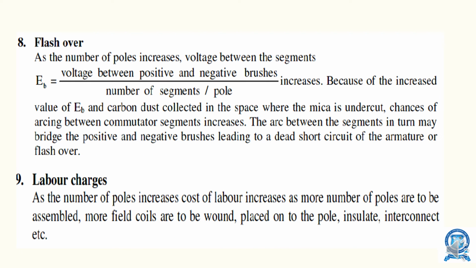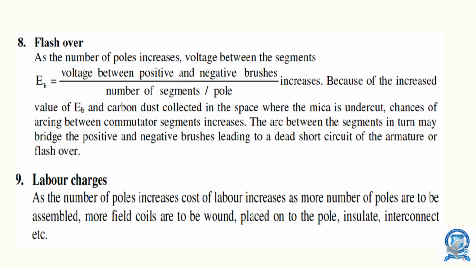The next parameter is flashover. If the number of poles is increased, the voltage between the segments increases. Because of this increased voltage, carbon dust collects in the space where the mica is undercut, and the chance of arcing between the commutator segments increases. So if the poles increase, the possibility of flashover increases. The arc between the segments may in turn bridge the positive and negative brushes, leading to a dead short circuit. So the number of poles must be minimized.